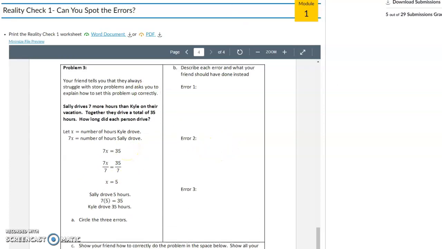I've noticed a few of you have had a hard time with this one. So first let's look. It says Sally drives 7 more hours than Kyle on their vacation. Well, 7 more, what does that mean in math? When it says more, that's really just adding, right? It's not 7 times the hours, it's 7 more hours. So we know whatever Kyle drove, Sally will have driven 7 more hours. Also, we know when we set up the problem, we have to take into account both what Kyle drove and what Sally drove. So, a couple big hints for you for problem number 3.